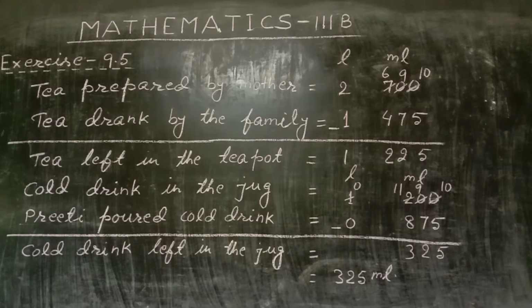This question states that Priti pours 875 milliliter of cold drink from a jug containing 1 liter 200 milliliter of cold drink. How much cold drink is left in the jug? The quantity of cold drink that was in the jug is equal to 1 liter 200 milliliter.